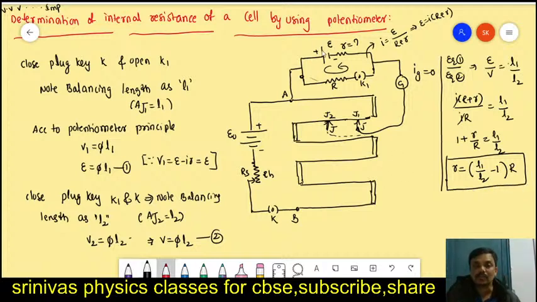L1 is the balancing length with only the cell, when K1 is open, meaning the resistance is not in work, and only the cell works in the secondary circuit. When K1 is closed, the capital R resistance is connected in parallel across the cell, and at that moment the balancing length is L2. If you substitute the parallel resistance capital R, you will get the internal resistance of the cell. This is how to determine the internal resistance of a cell.